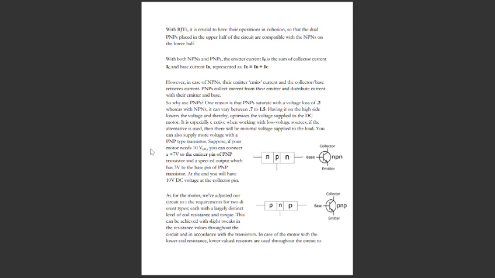However, in the case of NPN, the emitter emits current and the collector and base receive the current. PNPs collect current from either the emitter or distributed current within the emitter and base.